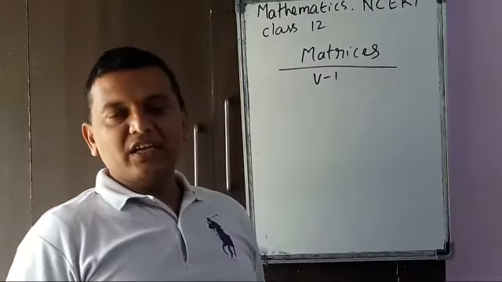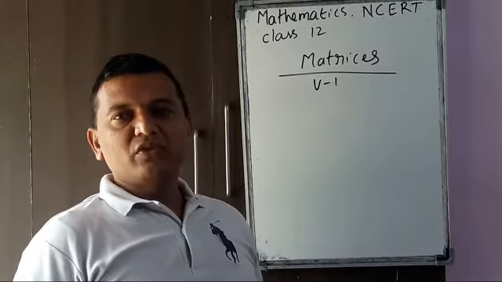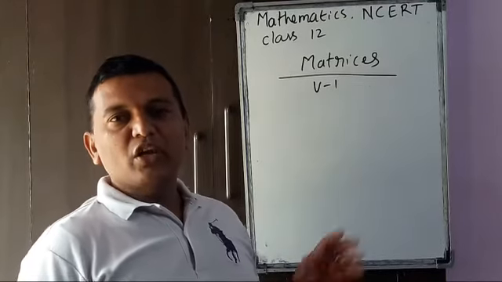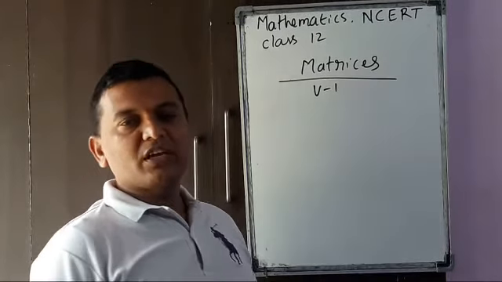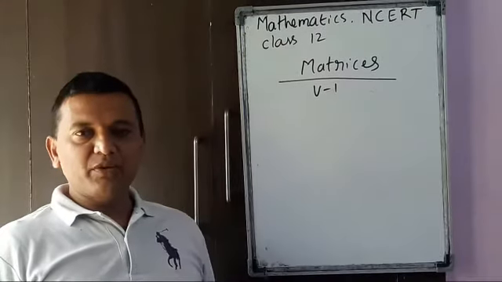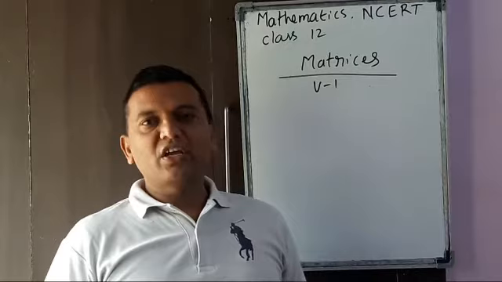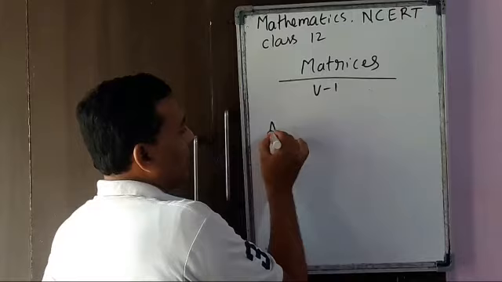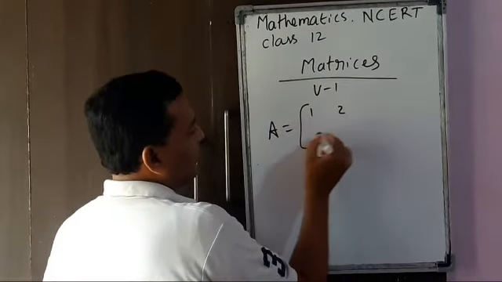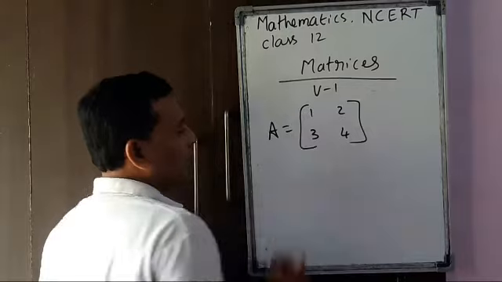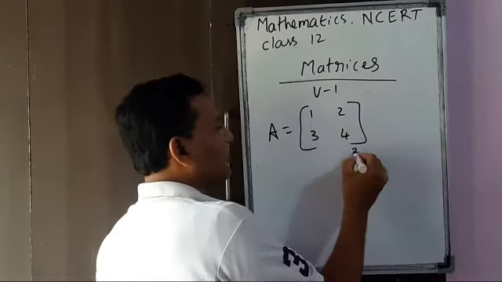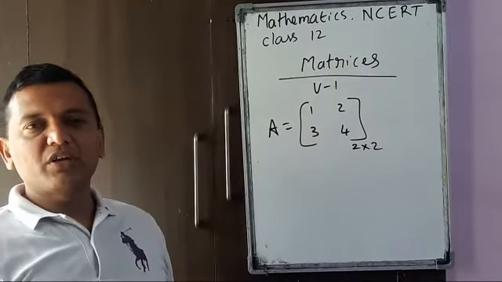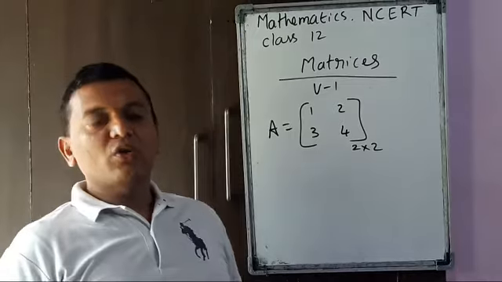Now we will go to the chapter. Matrices. Basically, it is an arrangement of numbers or functions rectangularly in rows and columns. So we can say that a matrix is a rectangular arrangement of numericals or functions in rows and columns. We will see an example of it. A equal to 1, 2, 3, 4. This represents a matrix of order 2 cross 2. We will discuss the order later. So basically a matrix is an arrangement of numericals or functions in rows and columns.